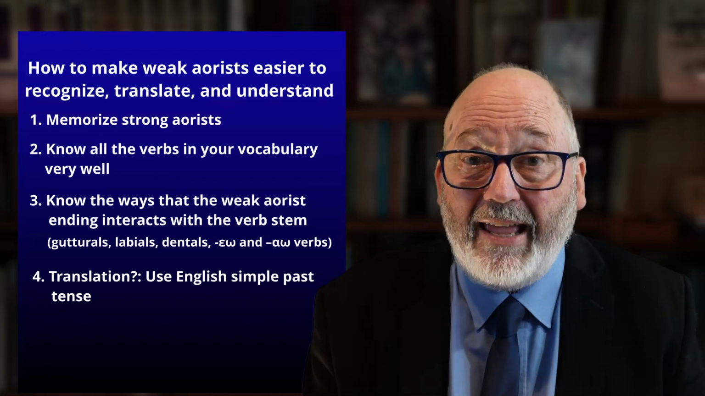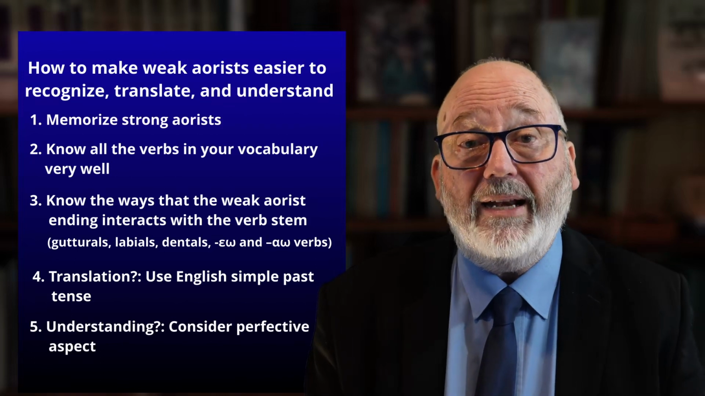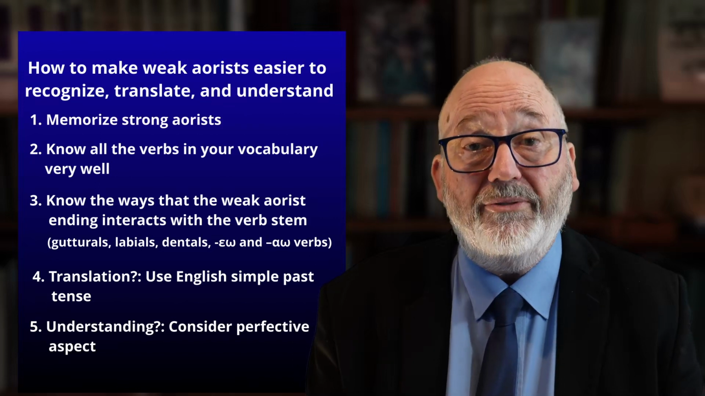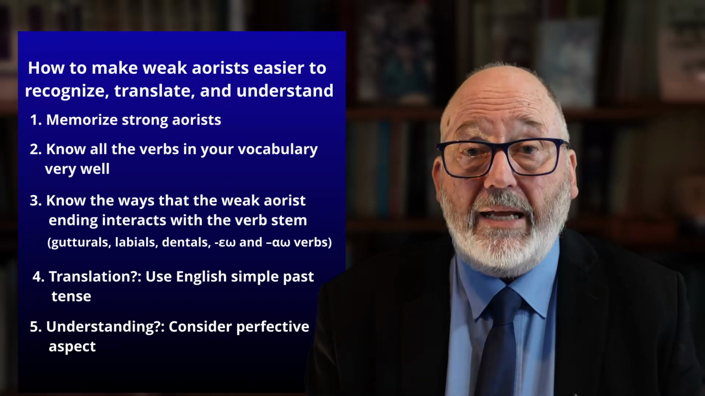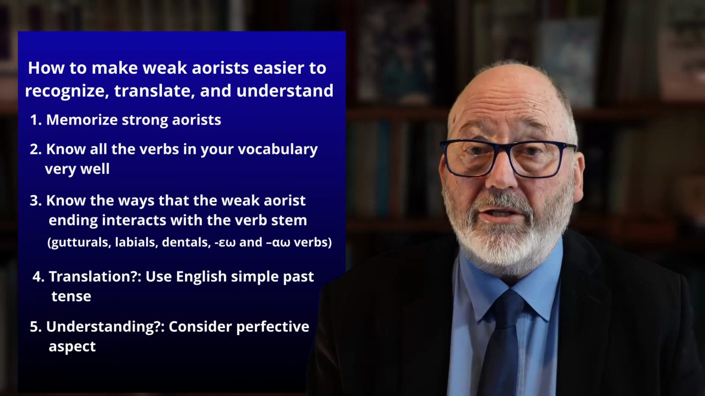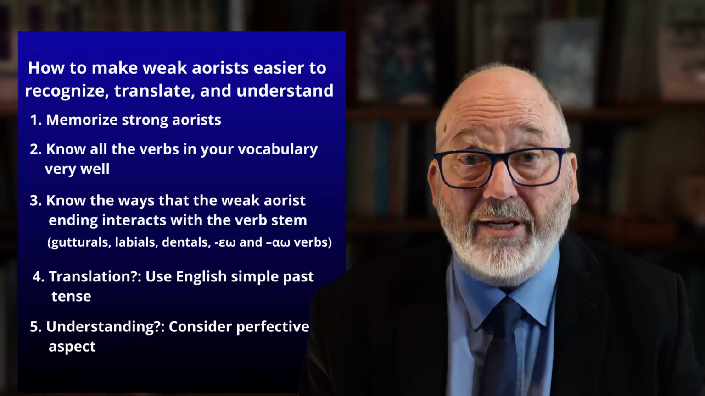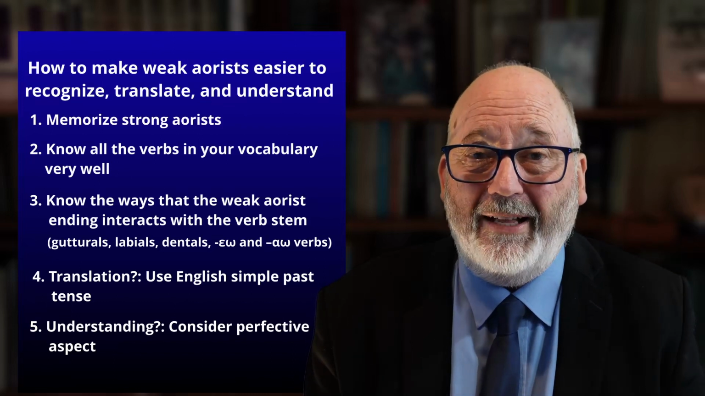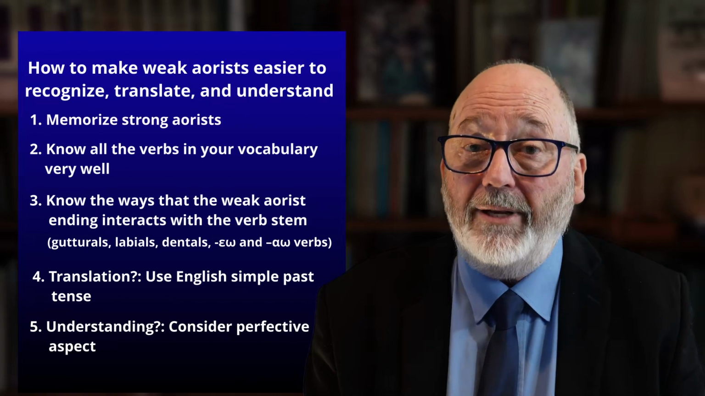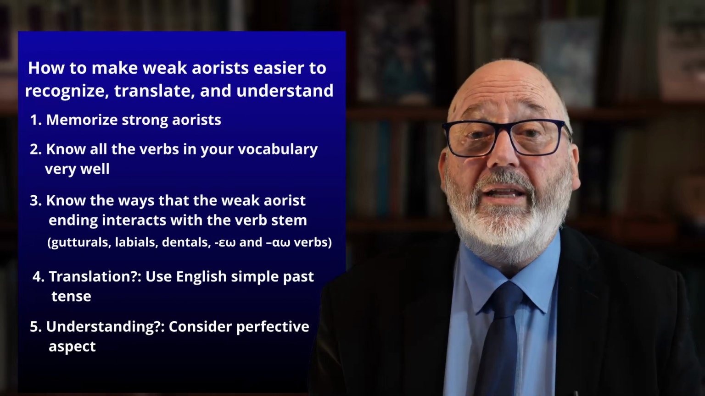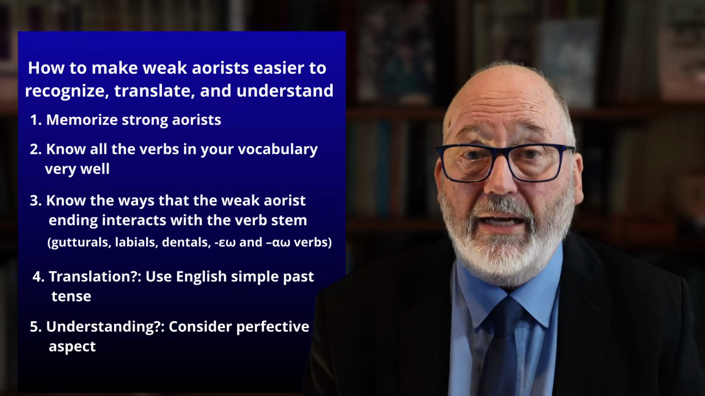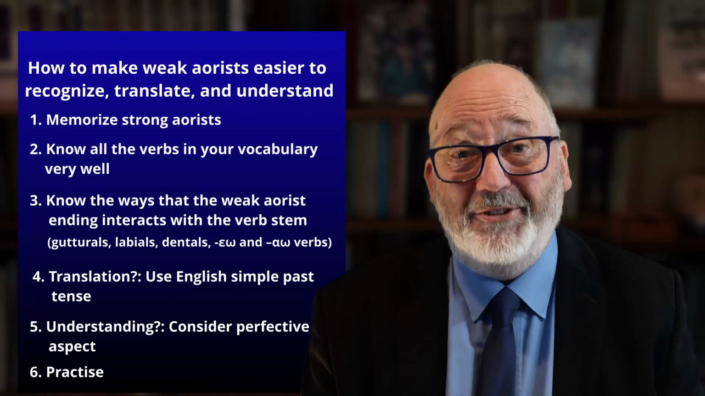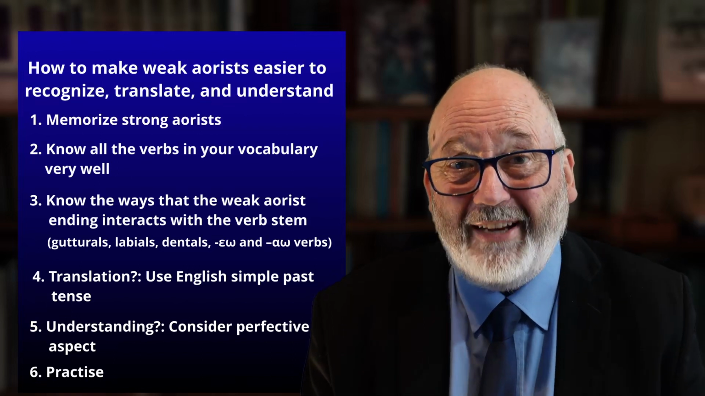How do we understand them? That is when we start thinking about aspect in particular. We remember that an aorist tense has a perfective aspect. So the tense is used to describe an action that is complete. This usually means it's in the past, and hence we translate it with the English simple past. But the action is complete, and that is what gives the aorist tense its particular character in the Greek New Testament. And my last tip is, as usual, you just need to practice.